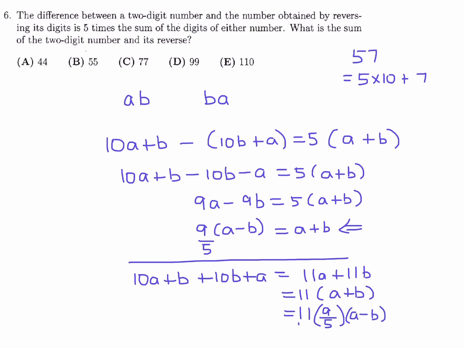Now, this whole thing here must be an integer, right? Because it's the sum of two-digit numbers. So the sum must be an integer. Now, how do I make this an integer? If I set A minus B equal to 5, that would cancel out this 5 like that. And therefore, we'd be left with an integer value. And that integer value would be 11 times 9. And that is 99. So at number 6, the answer is D.